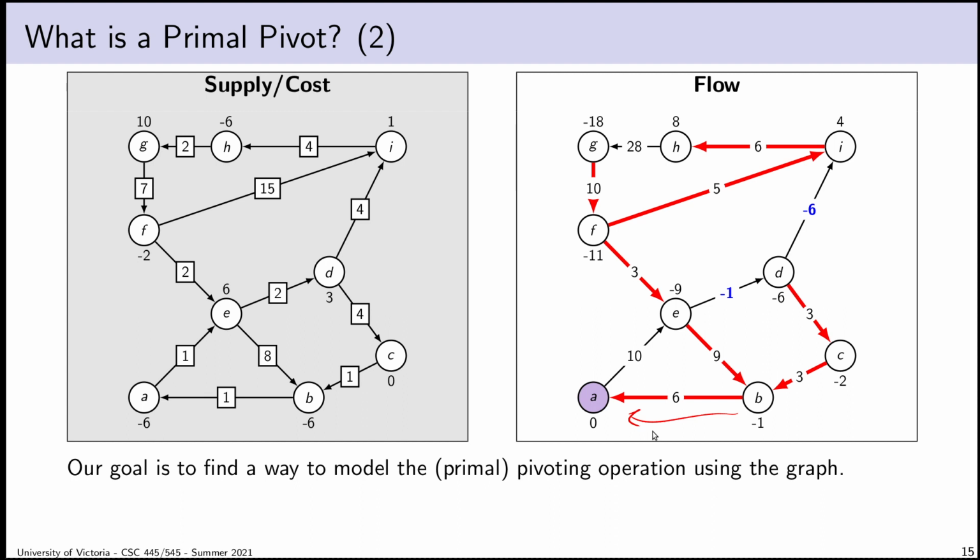I want to find a way of making it dual feasible while, of course, retaining primal feasibility. And if you think about that sentence, that paragraph, that sounds exactly like the definition of what we want to do during a pivot in the simplex method. And of course, we now know it's going to be a primal pivot.